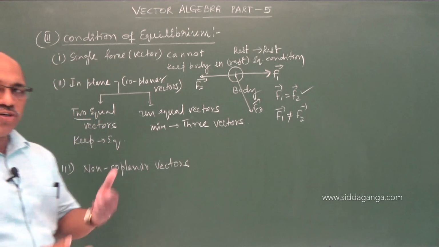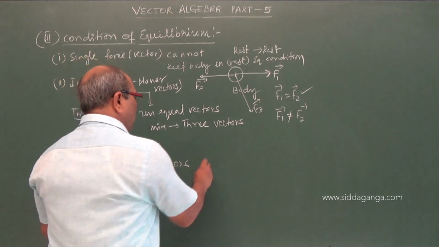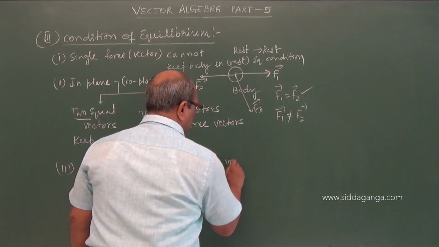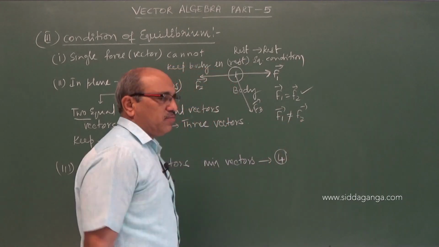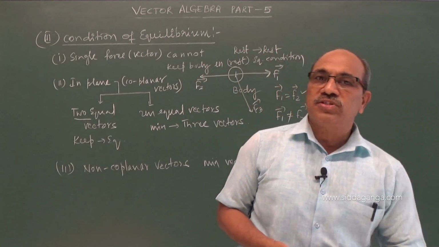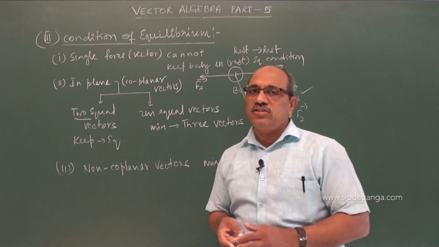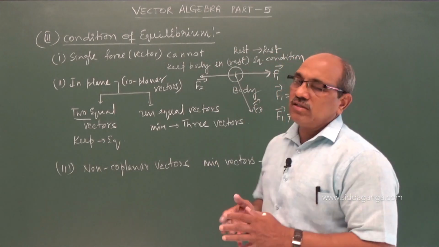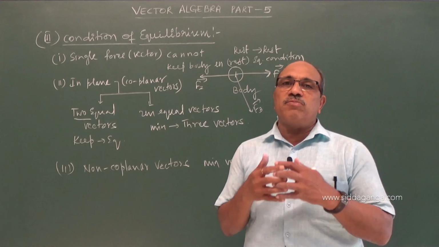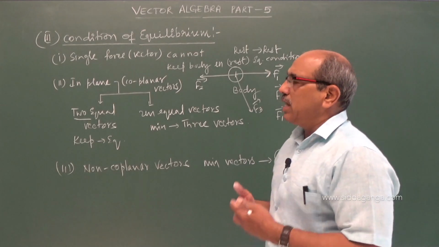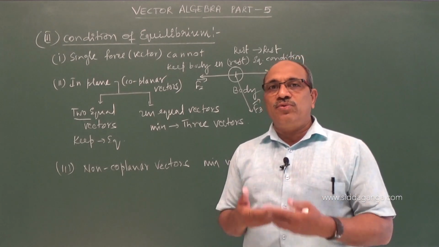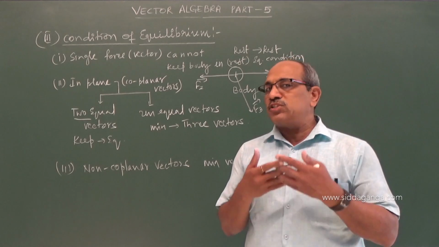Non-coplanar vectors are not in a common plane. The minimum number of vectors required is 4. This minimum you should remember, sometimes it is a direct question appearing in entrance exams. How many forces are necessary to keep a body in equilibrium? Behind that they use some terms. Can a single force keep the body in equilibrium? No.